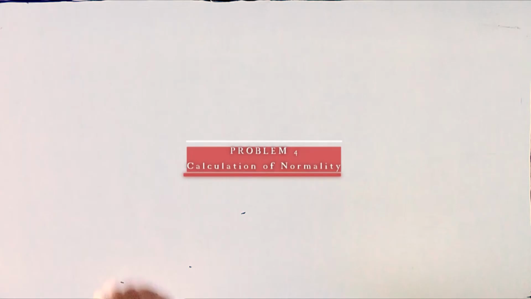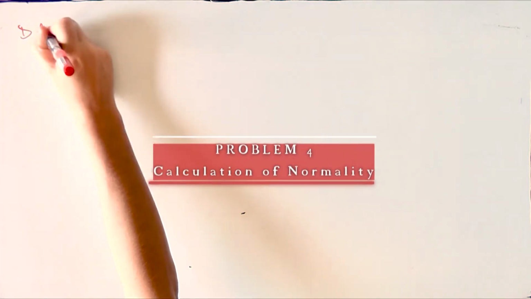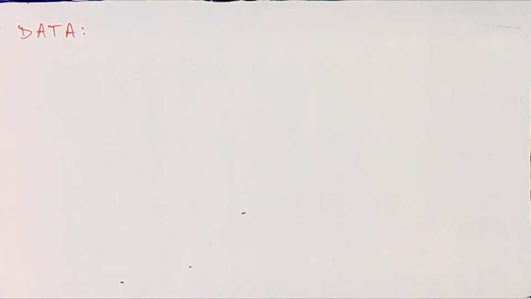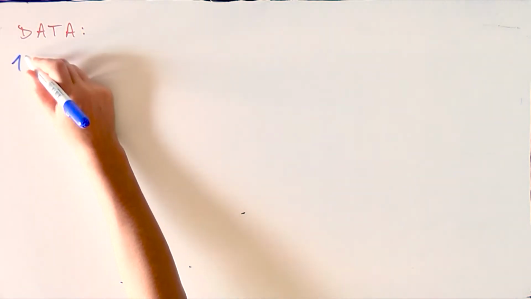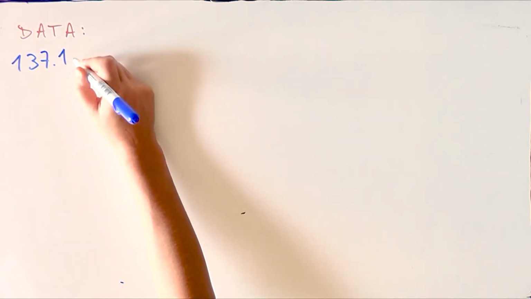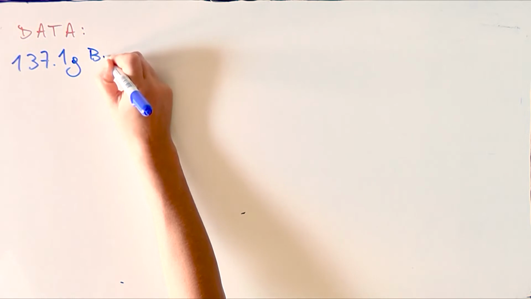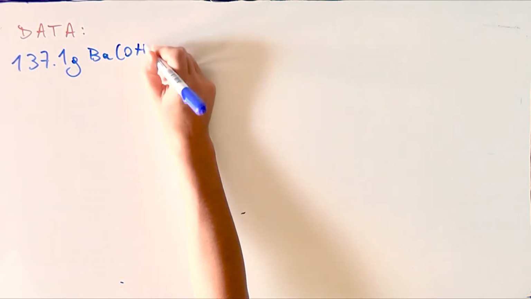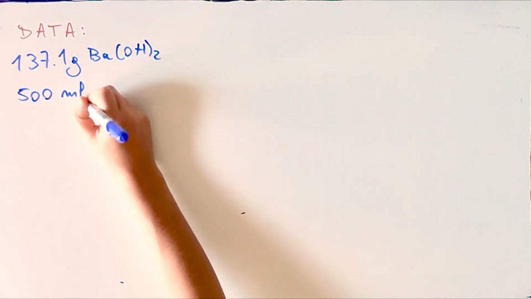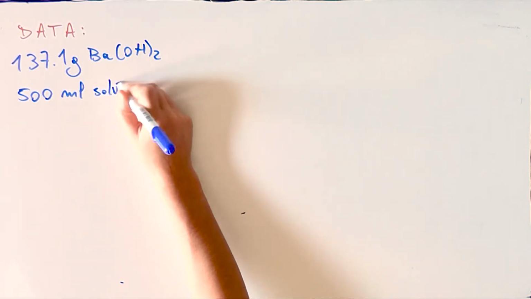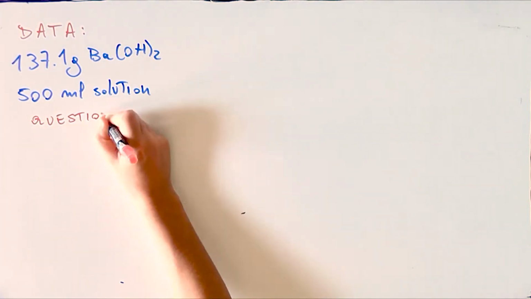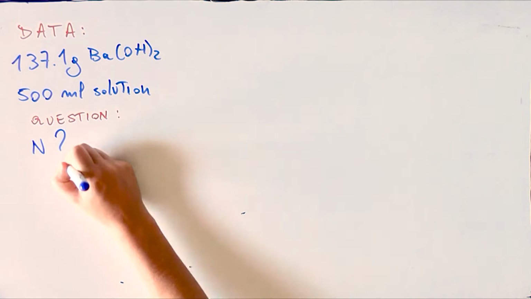So this problem is about calculation of normality. Let's see the data. We have 137.1 grams of Ba(OH)2 in 500 milliliter of solution. The question is, what is the normality of this solution?